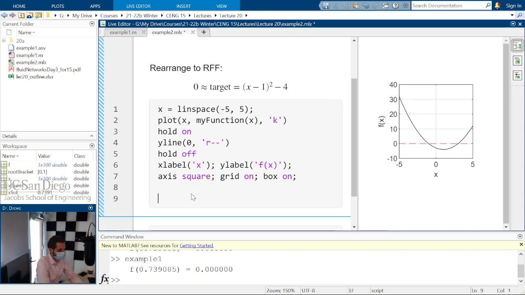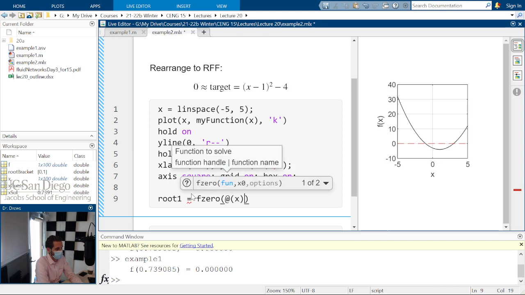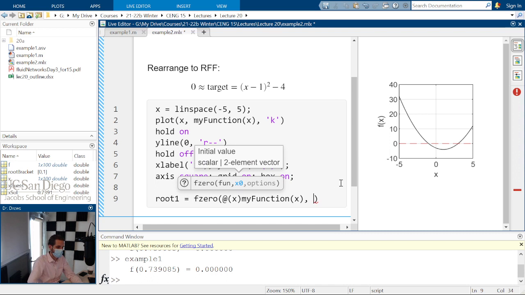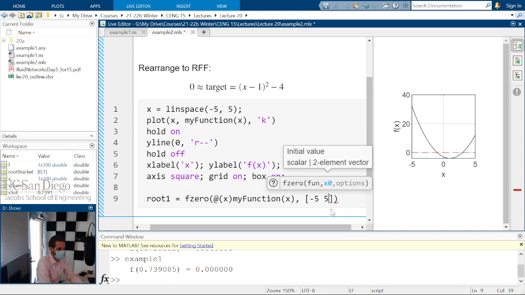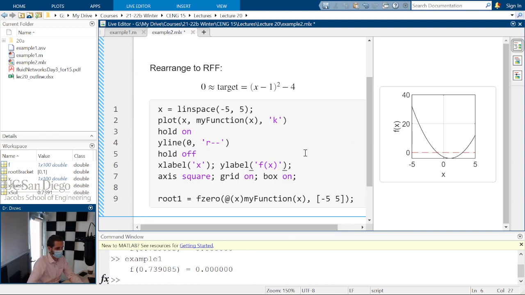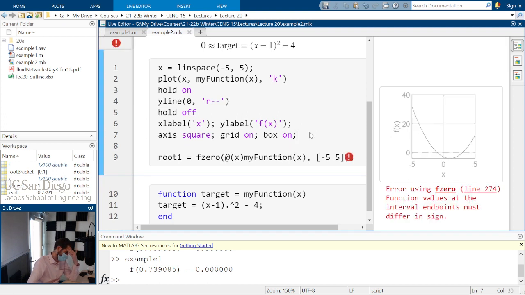So let's do it. Let's make MATLAB suffer. Let's say root 1 is equal to f0 at x of my function of x. Right, that part is standard. And then if we want to capture two roots, we need a bracket. So if we try minus 5 to plus 5, and run that, we get an error, and it says function values at the interval endpoints must differ in sign. That's exactly what I had described a moment ago, right?